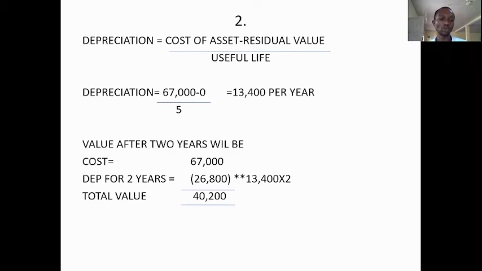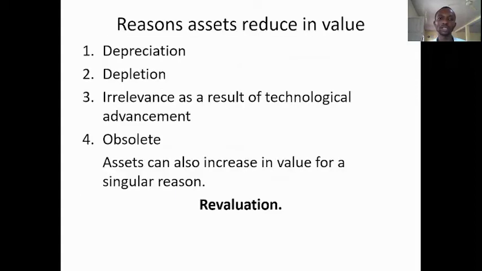Please press your calculator and you'll see 13,400 per year. The value after 2 years will be the cost, which is 67,000, less depreciation for 2 years, which is 13,400 times 2, giving you 26,800. So when you subtract 26,800 from 67,000, you have 40,200. Is that okay? You have 40,200. All right, so that is how we do the straight line method. There are other methods of depreciation, but we are going to look at them in our subsequent class.